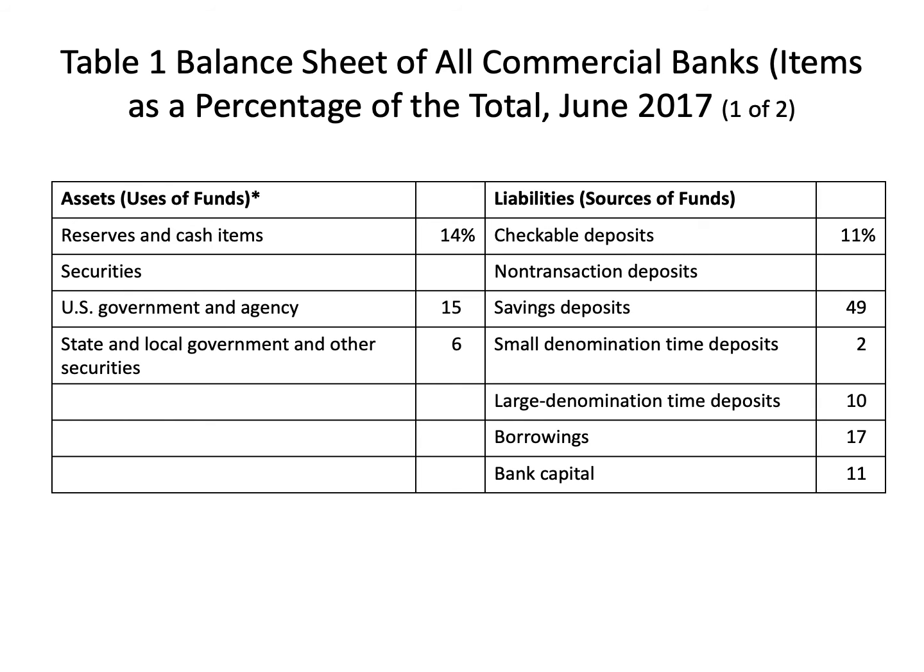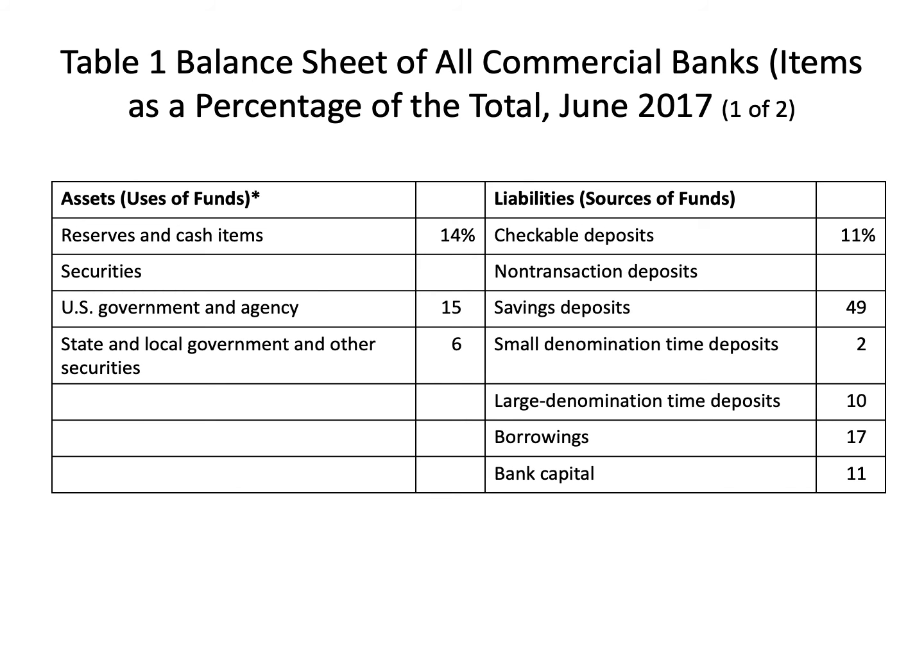Let's look at the United States, June 2017. In terms of the balance sheet, assets can be seen as a use of the funds, and liabilities can be seen as the source of the funds which banks receive. Here are some of the items, moving downwards in terms of liquidity. On the asset side: reserves and cash items 14%, securities, US government and agency 15%, state and local government and other securities 6%.